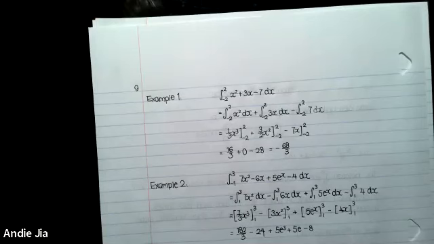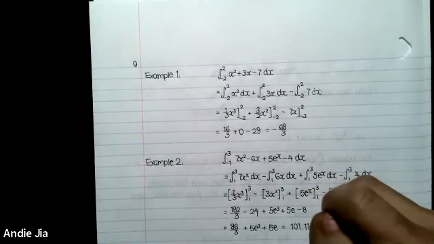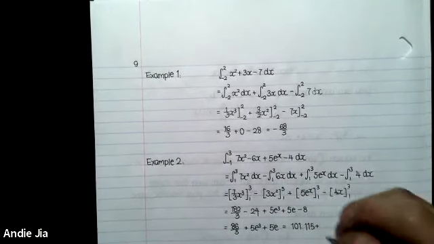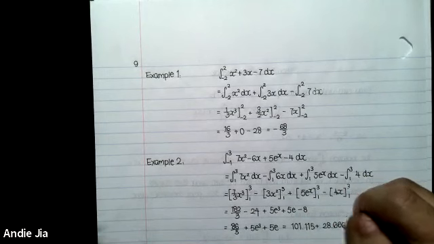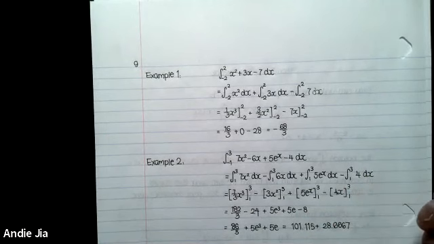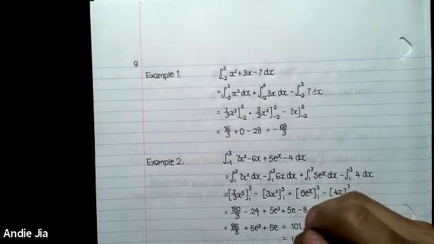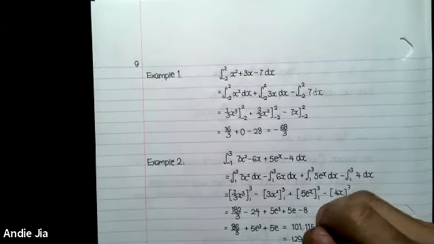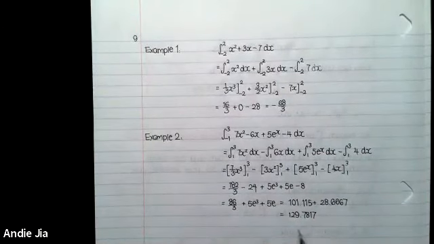98.415 plus 3.7. This is going to be 20. Approximately, it's going to be 28.666 repeating. It's going to be 129.7817. This is going to be like the final answer, but make sure you give an exact value, otherwise they're not going to accept it.